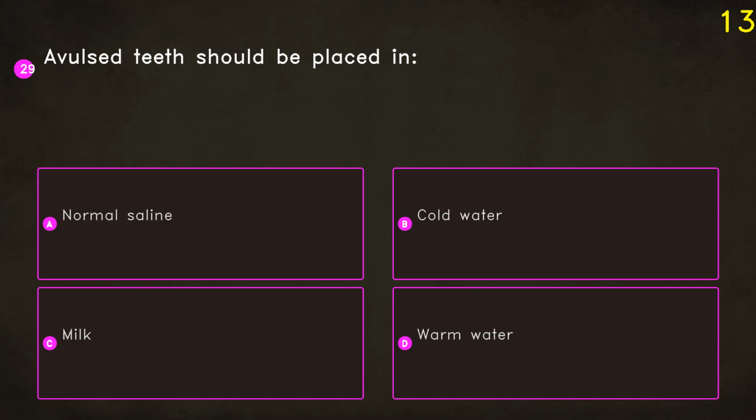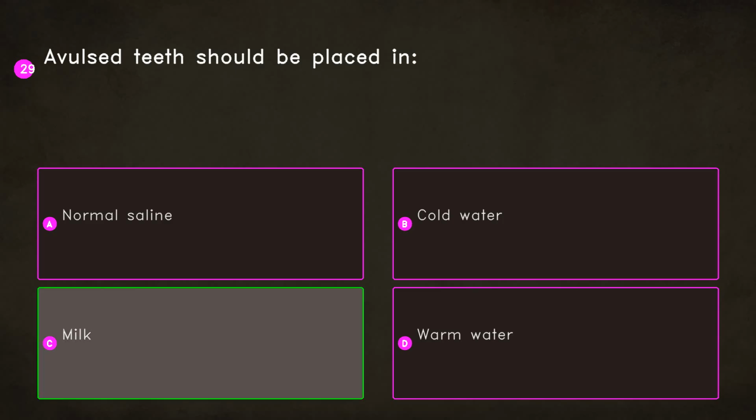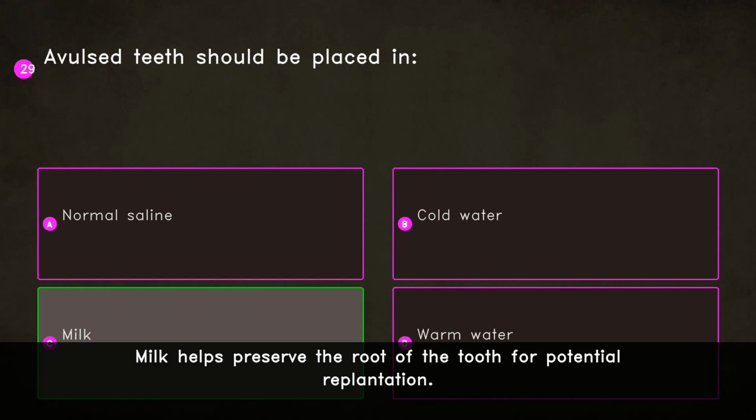Question 29. False teeth should be placed in A. Normal saline. B. Cold water. C. Milk. D. Warm water. The correct answer is milk. Milk helps preserve the root of the tooth for potential replantation.